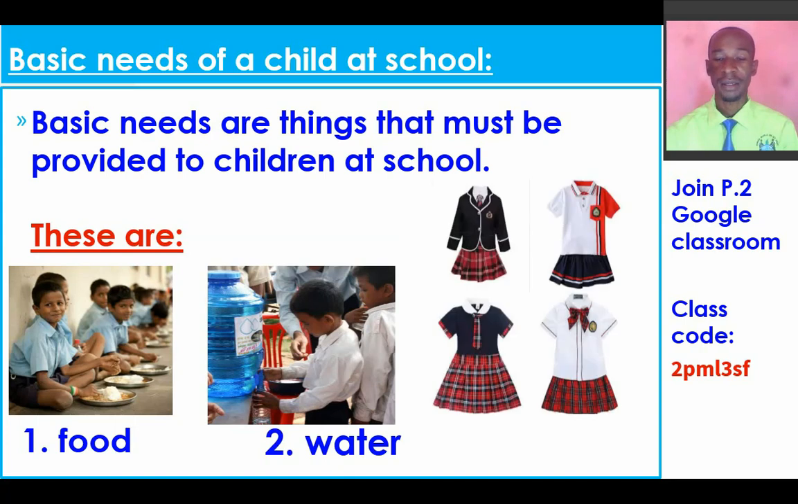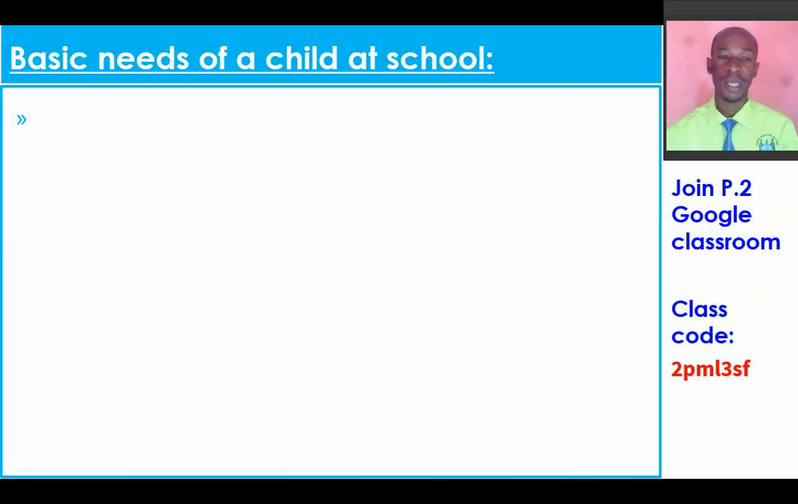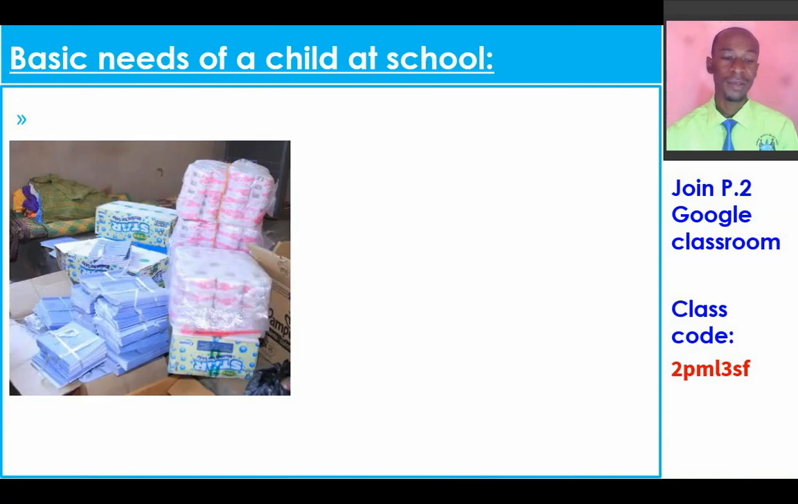Next, I see now clothes. So at school, we have uniform, school uniform, but I've used these words such that our answers don't change from those ones that we know when it comes to basic needs of a child at home. Still, we talked about food, water, and clothes. Even at school, we need them. Now, we need to add on others that we know. School has many basic needs. So we can have these ones.